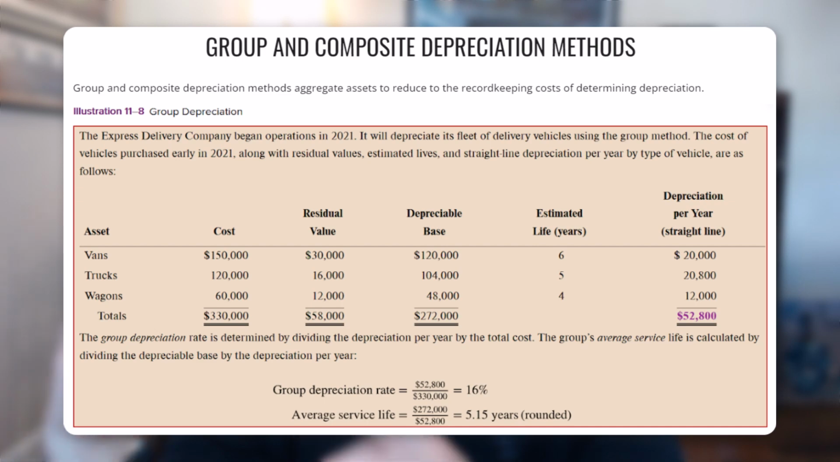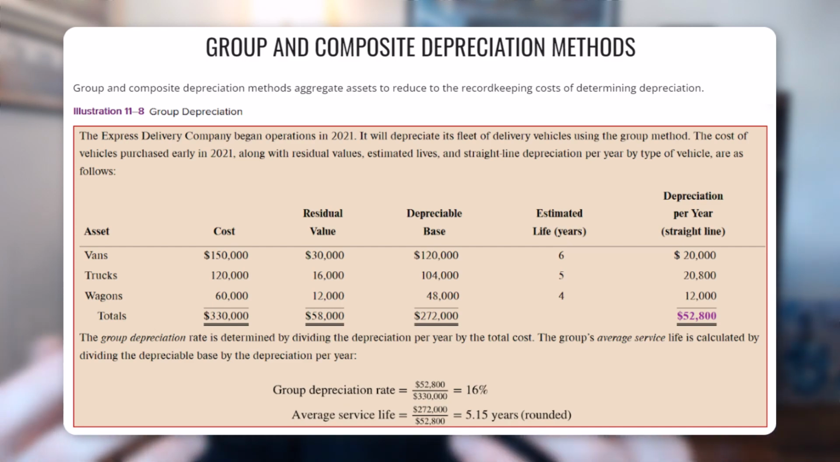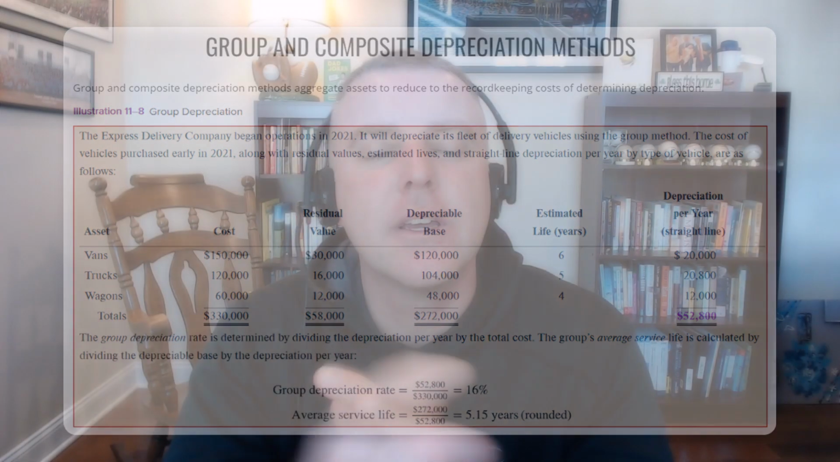And in this situation, GAAP will allow us, for record keeping purposes, to simplify things. You can kind of add up the value of these assets and depreciate them as a unit. Multiple assets depreciated together. And so this would be called a group or a composite depreciation method.